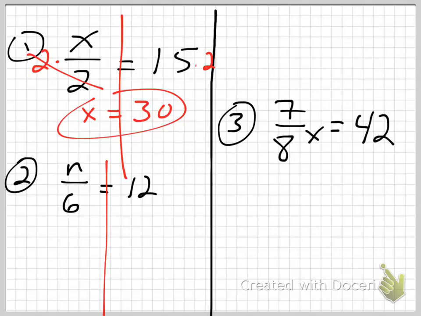Number 2, line on the equal sign. Is the variable happy? No, because he's not alone. Who's with him? 6. What's the 6 doing? Dividing him by 6. Multiply by 6, multiply by 6, they're gone, and n equals 12 times 6 is 72.